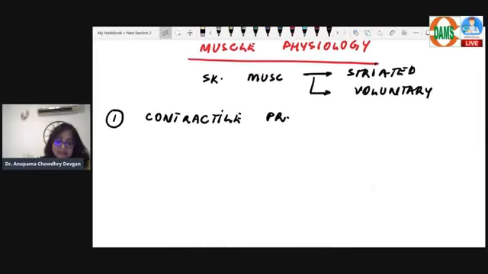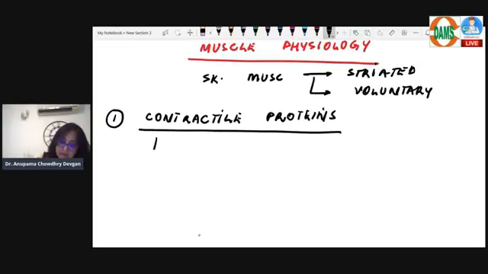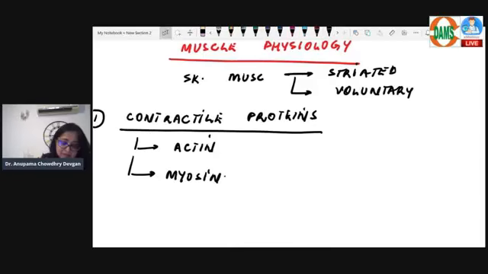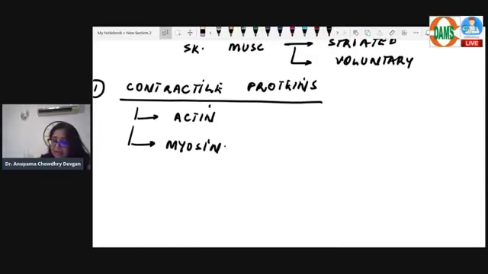Skeletal muscle is a striated muscle, voluntary. There are three categories of proteins which are present. There are the contractile proteins. Now, what are the contractile proteins? Contractile proteins are actin and myosin.